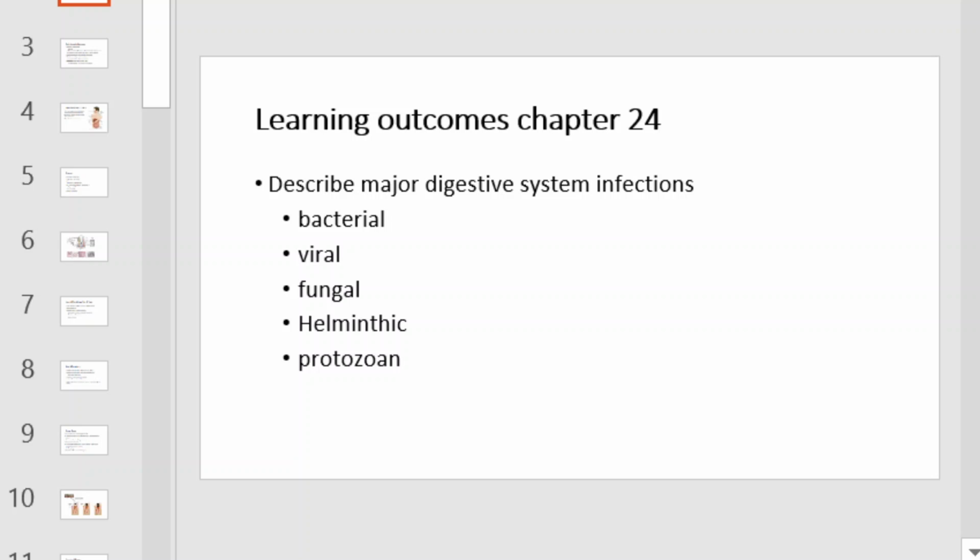Learning outcomes for Chapter 24 include being able to describe the major digestive system infections caused by bacteria, viruses, fungus, helminths, and protozoa.